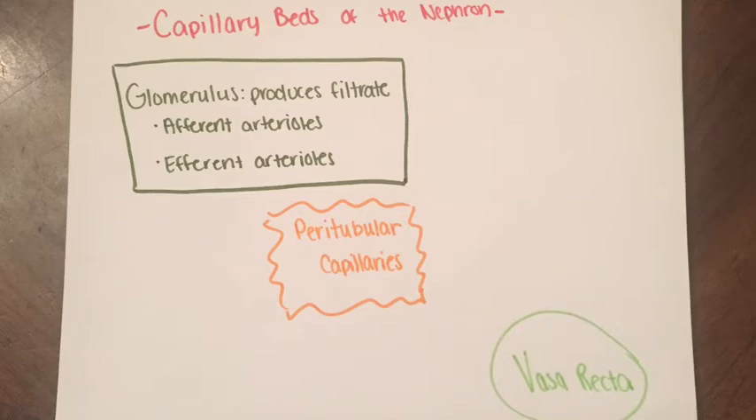Peritubular capillaries are responsible for reabsorbing the good stuff, for example, sodium and glucose. Vasa recta wraps around the nephron loop, helps extract more water, and makes urine more concentrated.